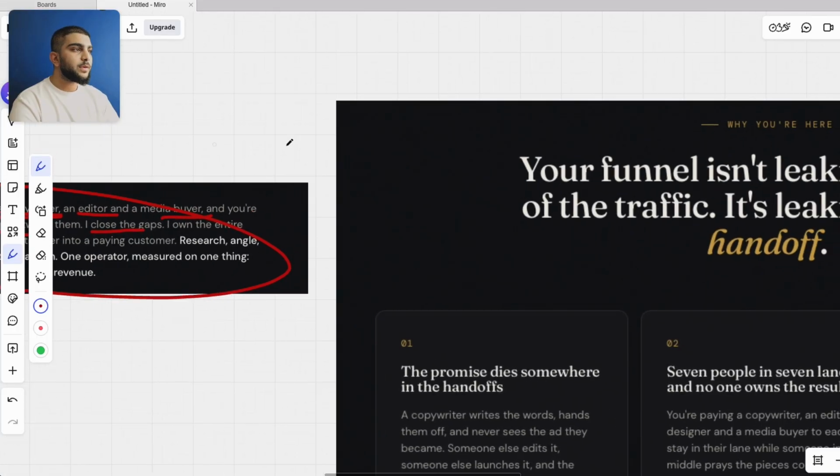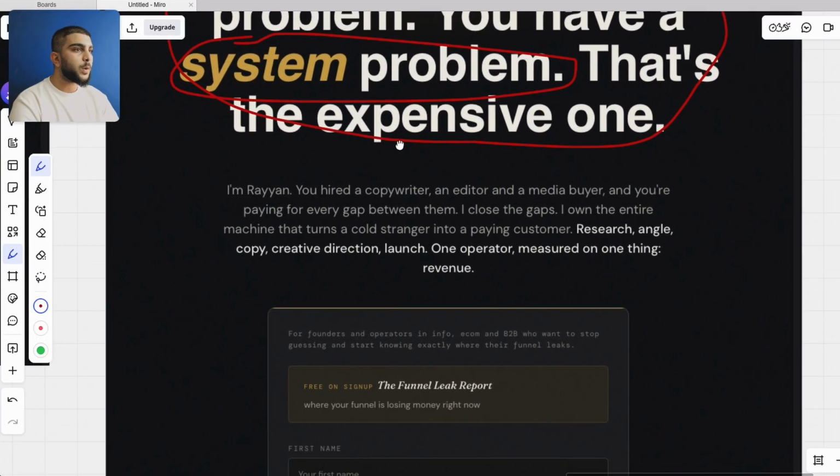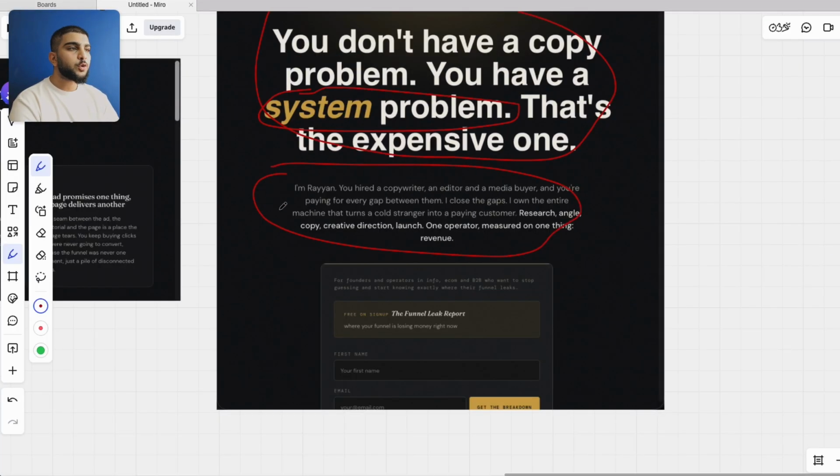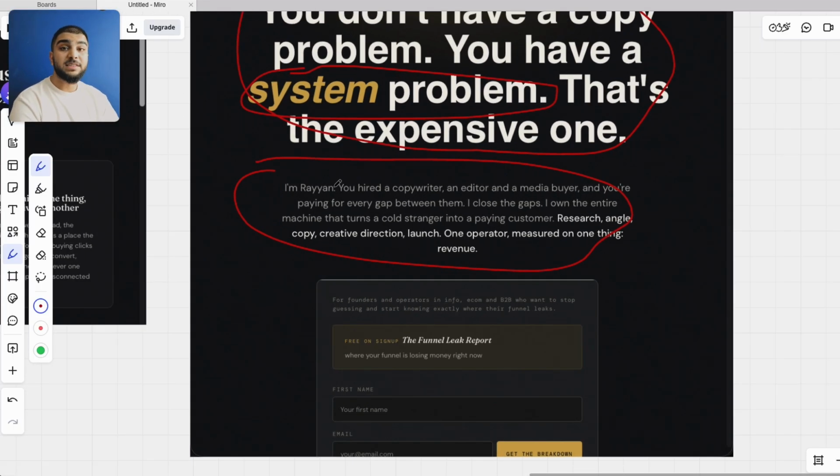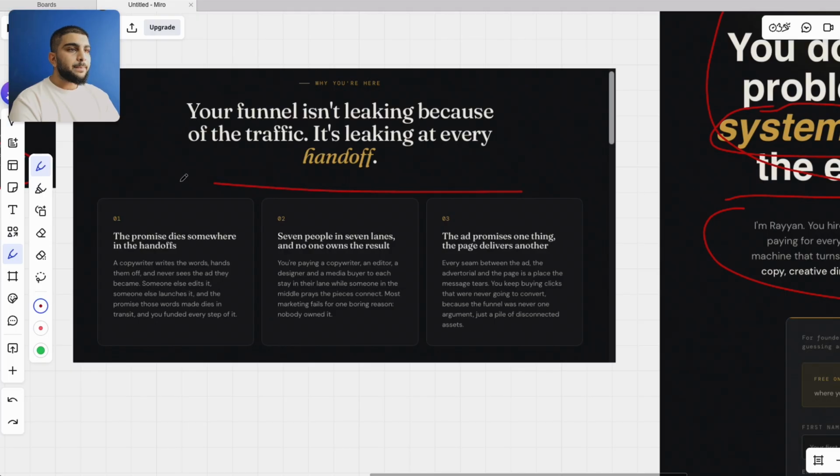Now that we've looked at this, I'm going to show you what's on my page quite quickly. This is underneath. It's just qualifying the viewer, reader, customer a bit more by telling them about themselves, stuff we already know and they already know. Then the next step is this, where you go into a bit more detail and show them what's going wrong and why. So, 7 people in 7 lanes and no one owns a result. This is basically showing that things can go wrong at many different points because there are multiple points of contact.